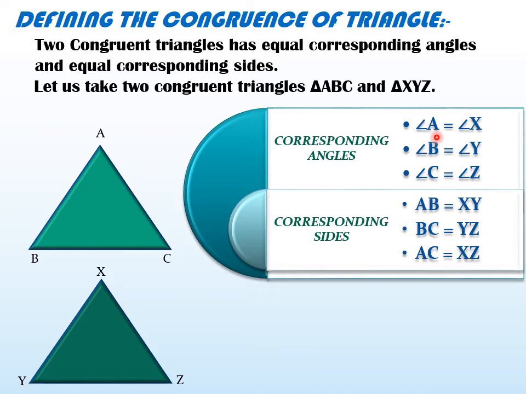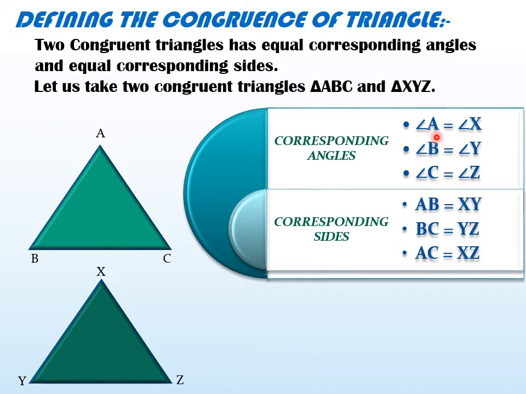Obviously, all the sides and all the angles are not equal in a triangle. We can take an equilateral triangle, where all of the angles and sides are equal. But if we take an isosceles triangle or a scalene triangle, obviously all the sides cannot be equal, nor can all the angles be equal.